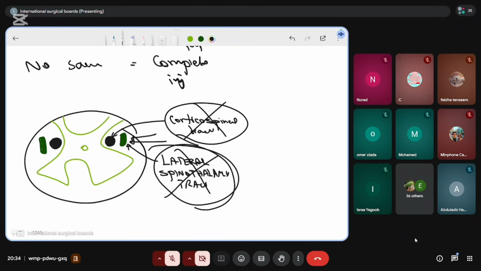That was a question in a previous exam: which of the following modalities best predicts motor recovery? Many people went crazy over that question. It's simple, right? Would you agree, guys? Really simple, right?